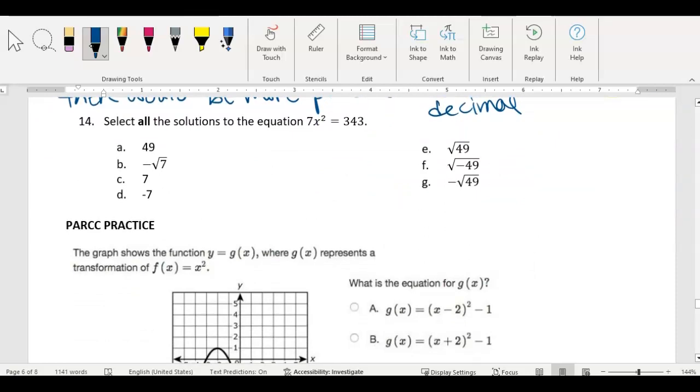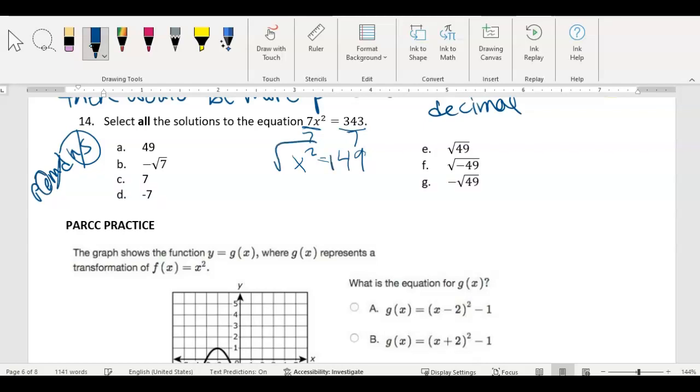All right, number 14, select all the solutions that are solutions to this equation. So inverse operations means, remember, PEMDAS, so we're starting with addition and subtraction. We don't have that here, so we don't need to do that one. Then multiplication and division. So we're going to divide both sides by 7, and we'll get x² equals 343 divided by 7, which is 49. Okay, so now we've done multiplication and division. We're now at the exponent part.